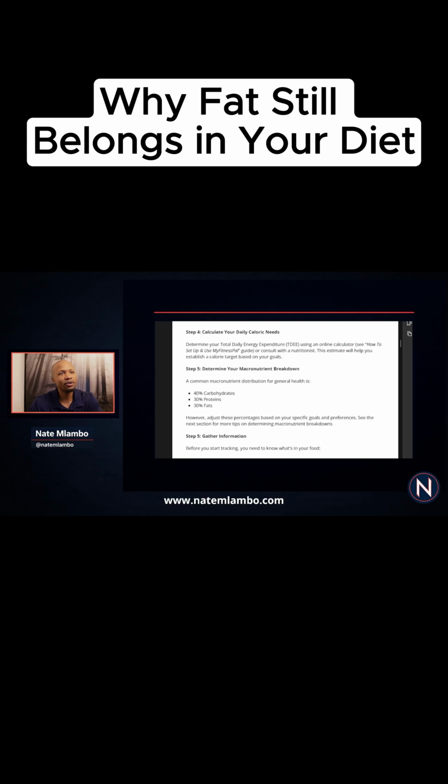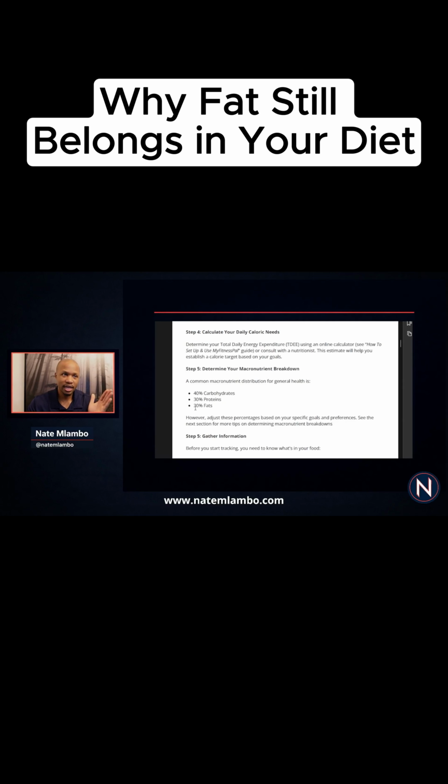And then now we've got the macronutrients. How do you determine how much to eat? So this is the general distribution for your macronutrients. You've got 40% carbs, 30% protein, 30% fats. And these are general, right? As I said, these are general. Based on your goals, you can adjust these.